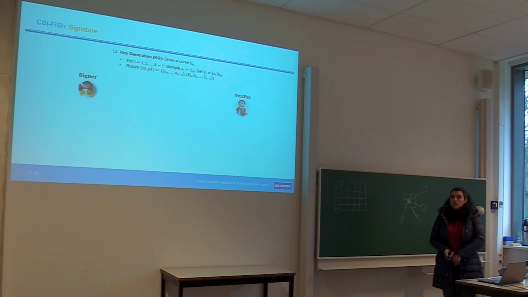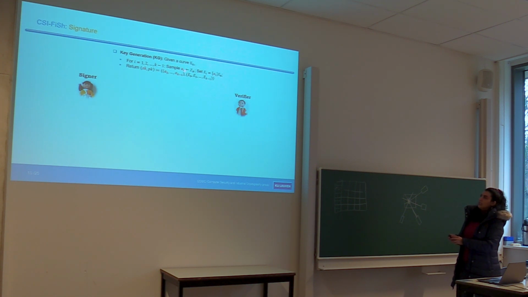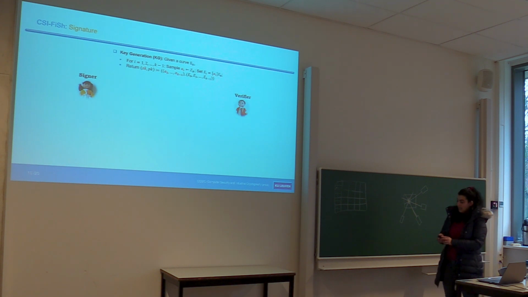Okay, what I mentioned was the ID protocol. Now how we can build the signature based on that is completely straightforward. We have a key generation here. We pick random secrets a_i, and then we compute the public key E_i with this equation. And then we return SK as a_1 till a_{k-1}, and the public key PK is the curves computed with this equation.